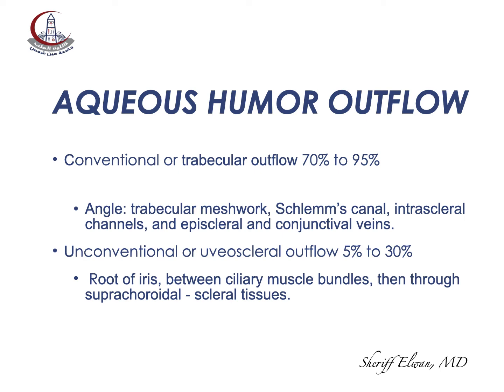This occurs, as we said, through the angle, via the trabecular meshwork, then the Schlemm's canal, the intrascleral channels, the episcleral, and finally the conjunctival veins. And the second route is the unconventional or uveoscleral outflow that accounts for 5% to 30% of aqueous drainage. It occurs via the root of the iris, then the aqueous passes between the ciliary muscle bundles, then through the suprachoroidal and scleral tissues.